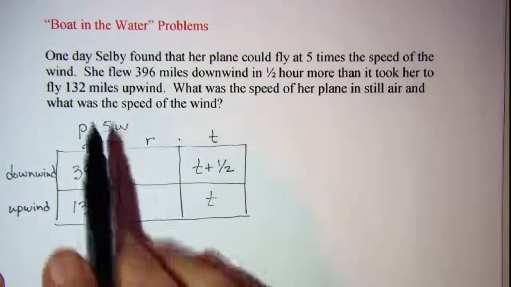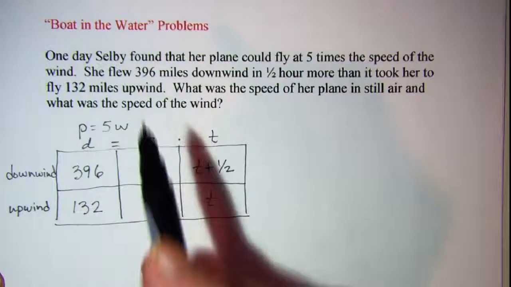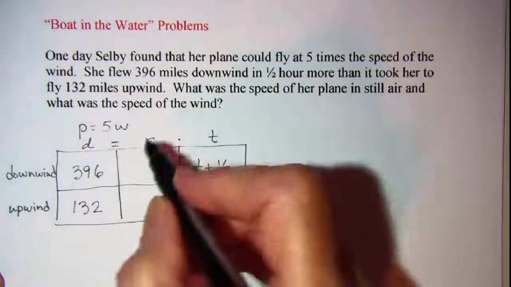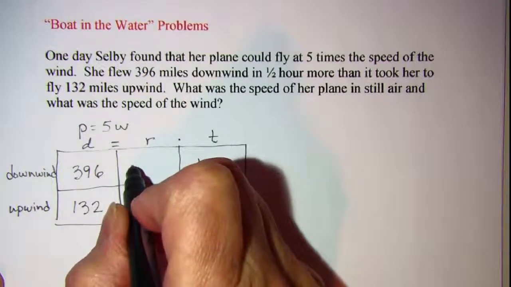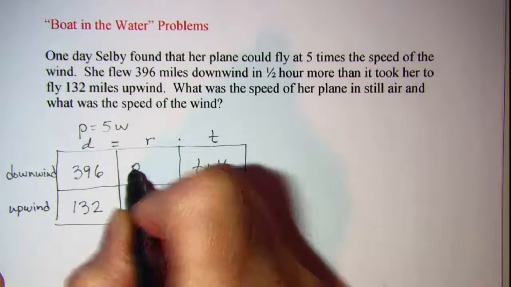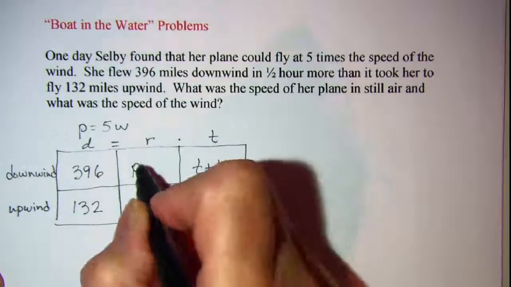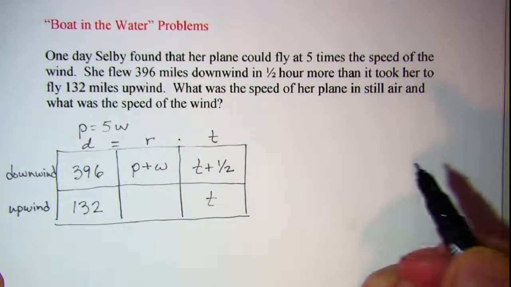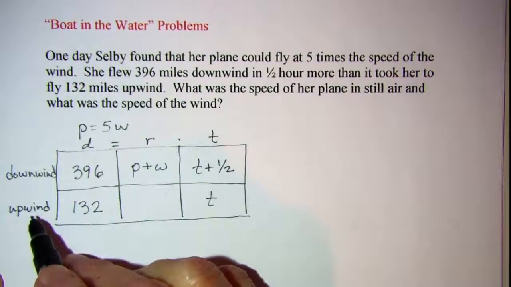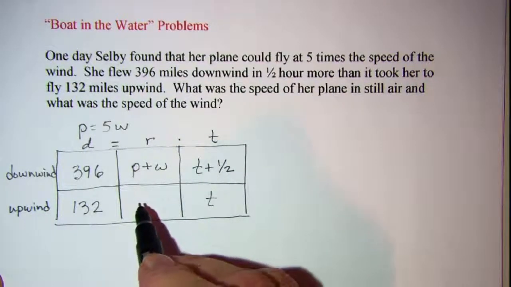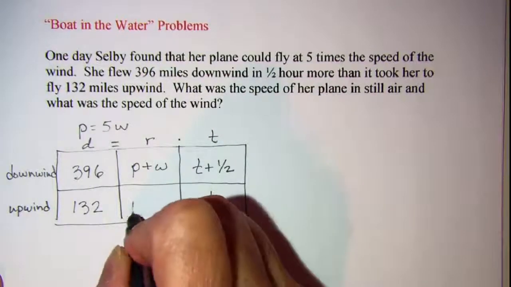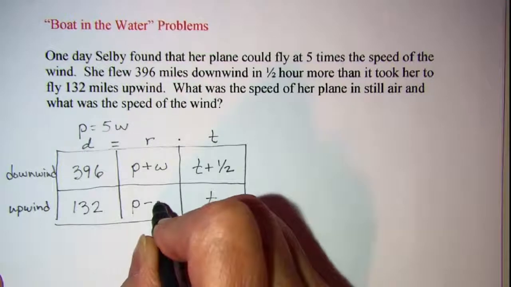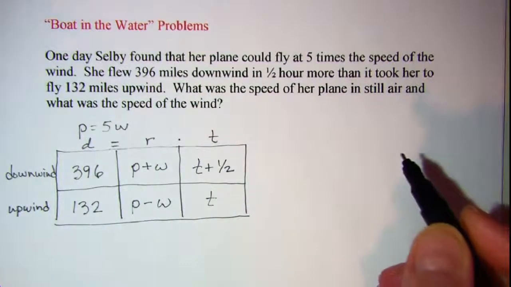Now, always for boat in the water problems, downwind, or when you're going with the force, your vehicle, in this case our plane, is increased by the speed of the force. And then going upwind, which is against the wind, the plane is slowed down by the speed of the force, which is the wind.